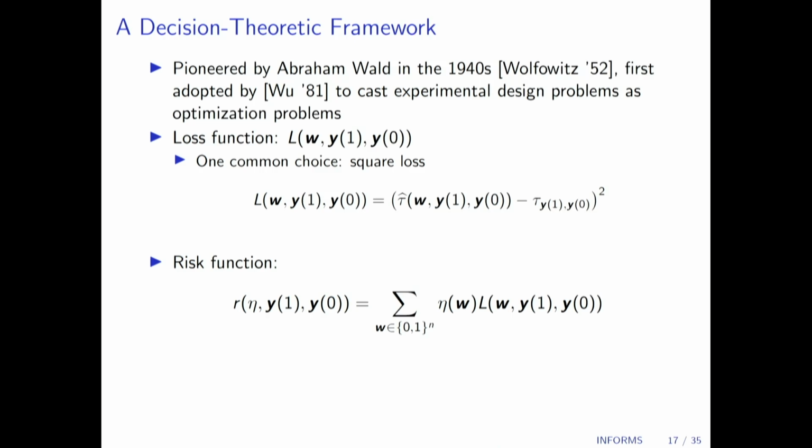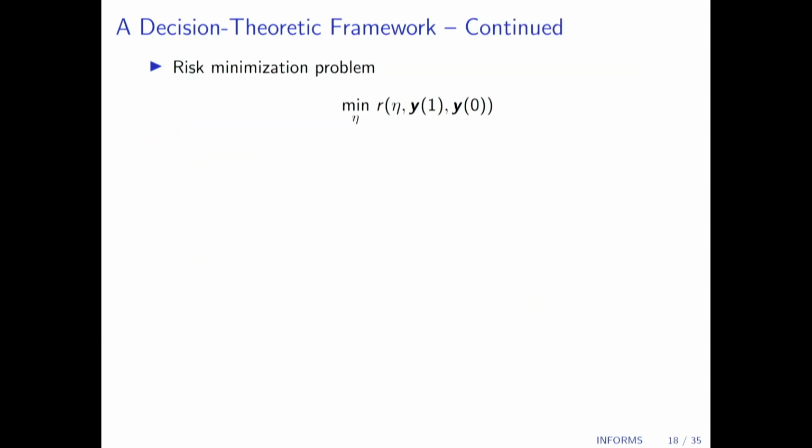And if we evaluate the loss function across all the scenarios generated by the experimental design, then we can take the average loss by taking the expectation over the randomness coming from the design. And we refer to this as the risk function. And overall, people would like to minimize the risk of an experimental design. So we write down this risk minimization problem.